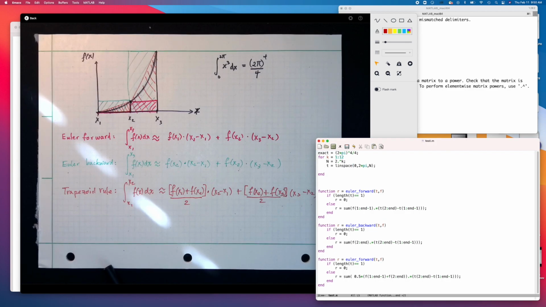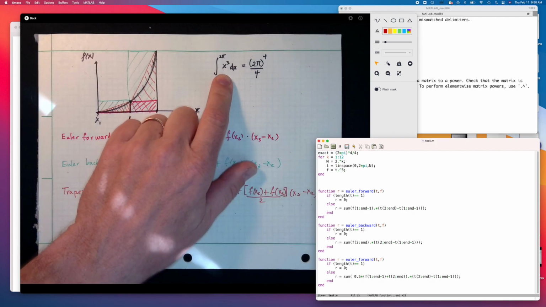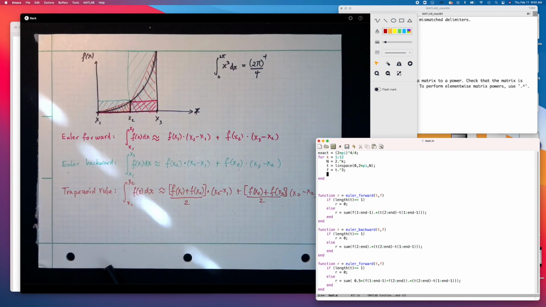Now I want to evaluate my function at those discrete t points. So f is going to be t cubed. That's the function I'm integrating, the cubic function. And then I'm going to compute the error for each method of integration. So E1 of k is going to be the absolute value of the Euler forward minus the exact.